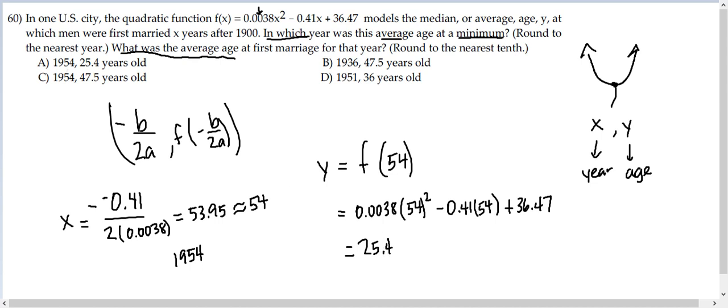Alright, so we were looking for the year, which was 1954, and the average age, which was 25.4.